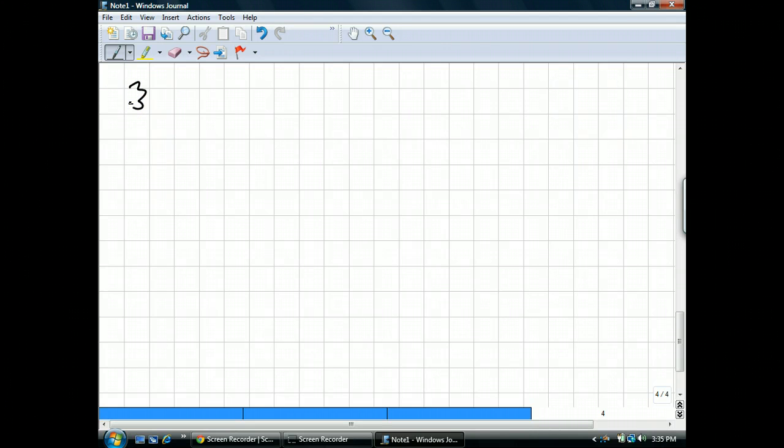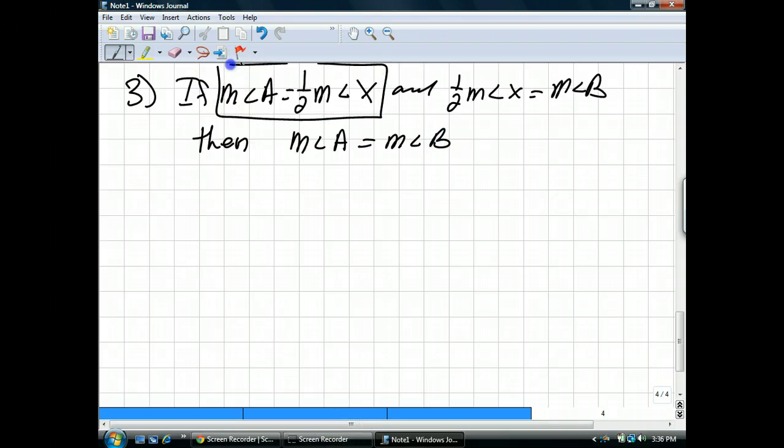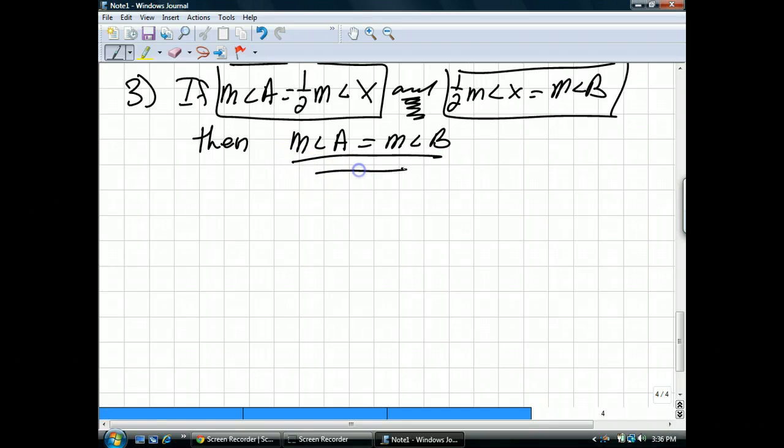Okay, number 3. Number 3, if measure of angle A equals 1/2 measure of angle X, and 1/2 measure of angle X equals measure of angle B, then measure of angle A equals measure of angle B. Okay, so we had this statement and this statement. And so we ended up with this by application of what property? That's right, substitution property. Okay?